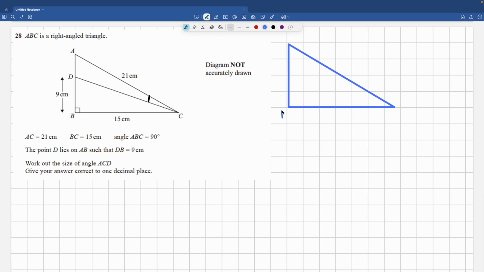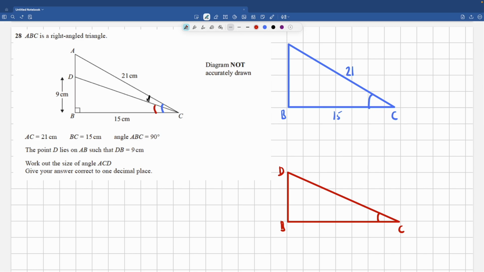We know B to C is 15, and we know A to C is 21. So what we can do is work out this angle here, which is this one there. And then if we think about another right angle triangle, D to B to C, I'll sketch this out separately as well. I'll label this D, B, and C. That will give us this angle, which I'll label here.